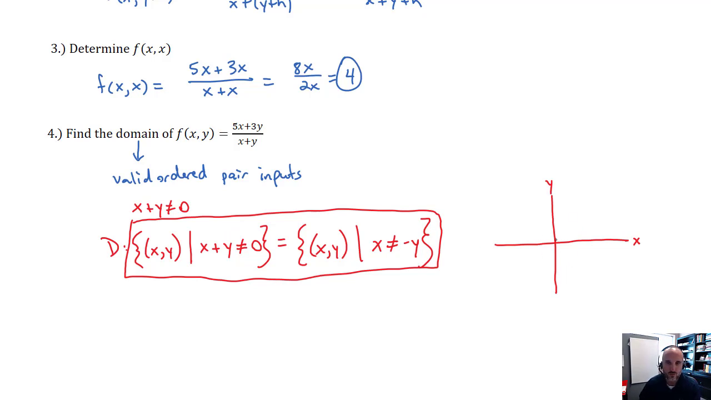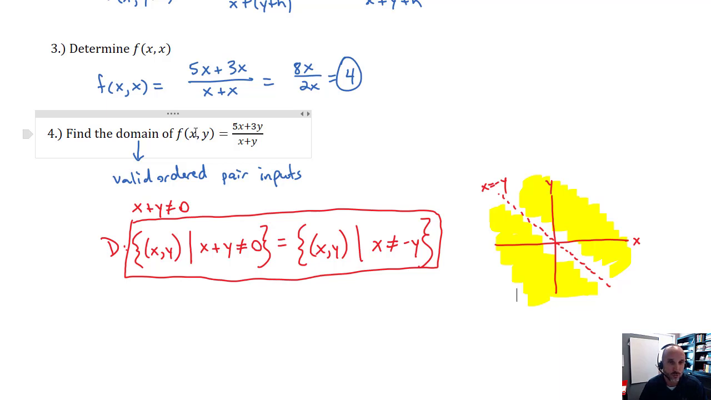X equals negative y is anywhere along this line. This is the line x equals negative y. We do not want any point on this line to be in our domain. So our domain is any ordered pair on this side of the line or on this side of the line. It's every ordered pair except for the ones that are on that line. So we can visualize that graphically. Okay, so hopefully that helps with what domain is when you're dealing with a function of more than one variable. It's valid, in this case, ordered pair inputs.